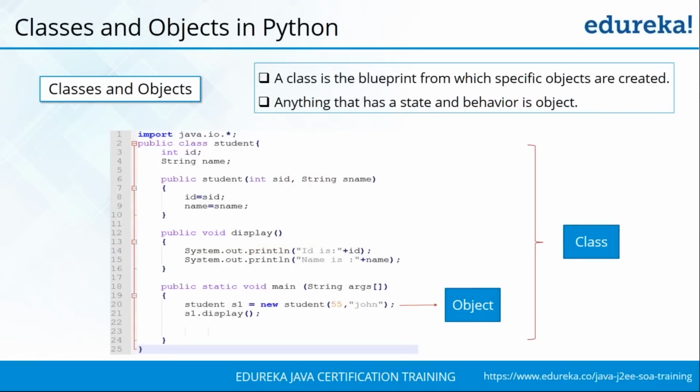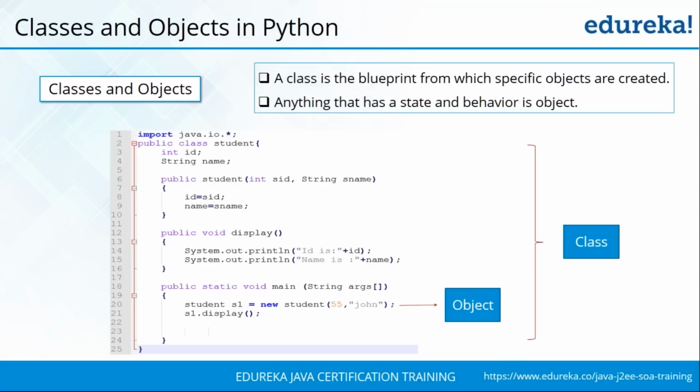A class is basically a blueprint from which your object is created. But then comes the question about what is an object. Now everything that you see around you, we ourselves, are objects of a class, because we have a certain state and we have behaviors.